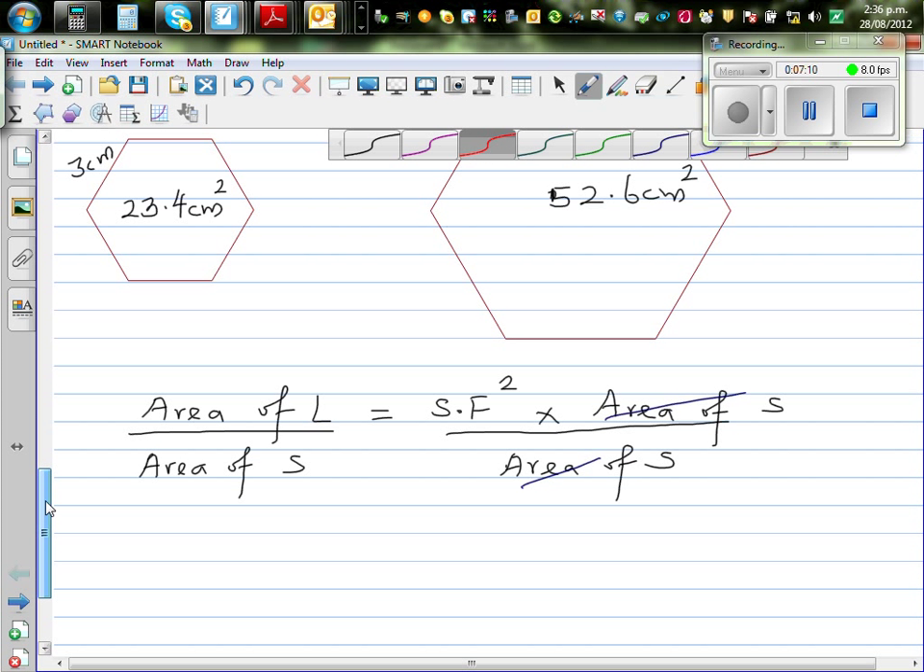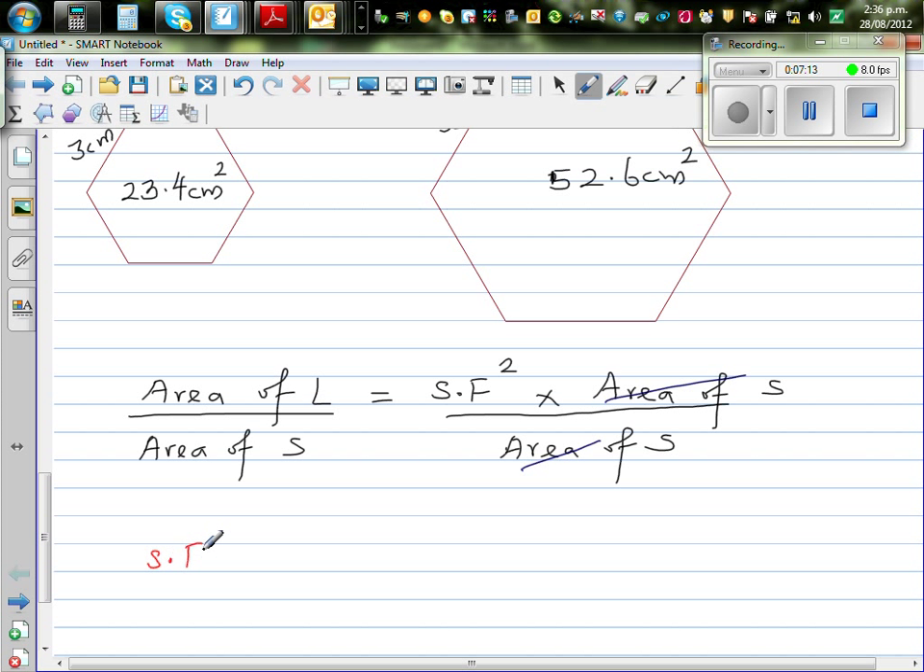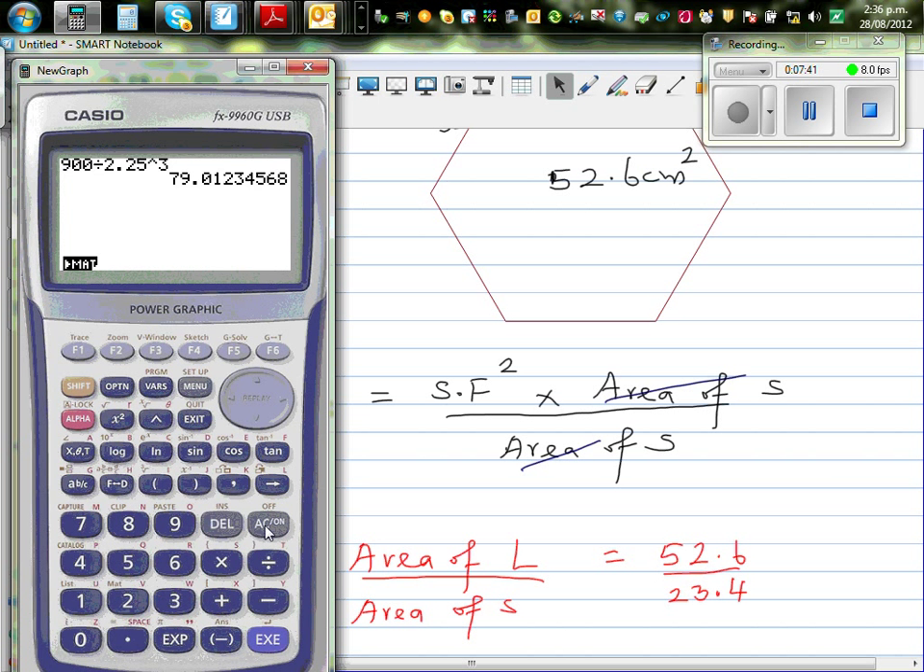So the scale factor squared is equal to the area of L, the area of the larger hexagon, divided by the area of the smaller hexagon. So let's write the numbers. The area of the larger one is 52.6 divided by 23.4. Let's get the calculator out. This is 2.247 and so on.